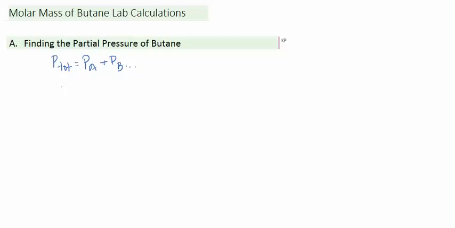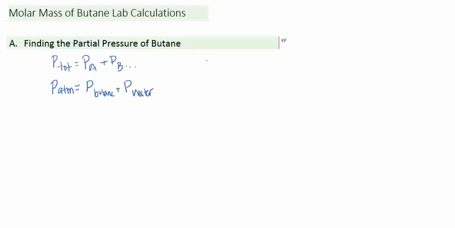This makes sense. Now, an application of Dalton's law of partial pressures is when we collect gas through water displacement like we did in this lab. In that case, the total pressure is the atmospheric pressure, and the two gases that were collected in our graduated cylinder were butane and water vapor. So we have water vapor pressure.